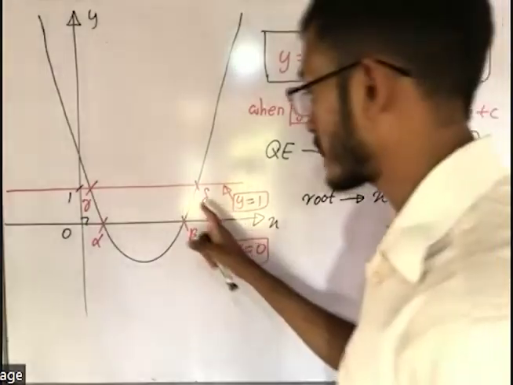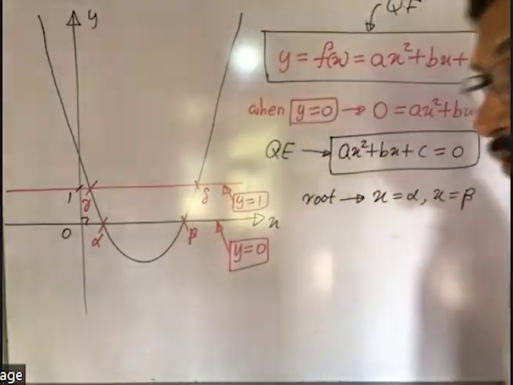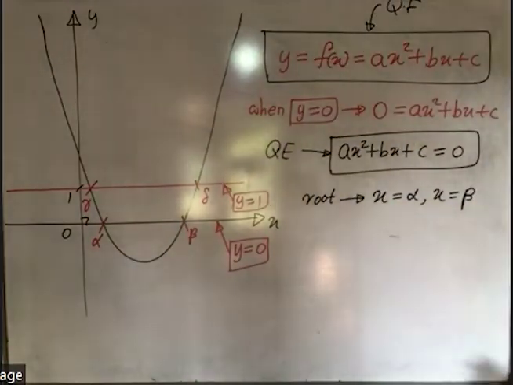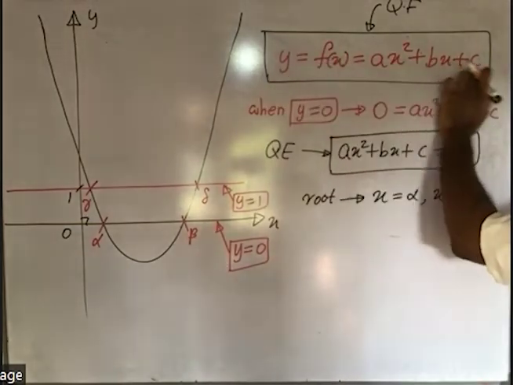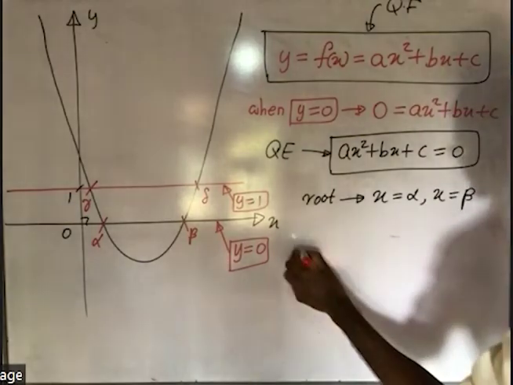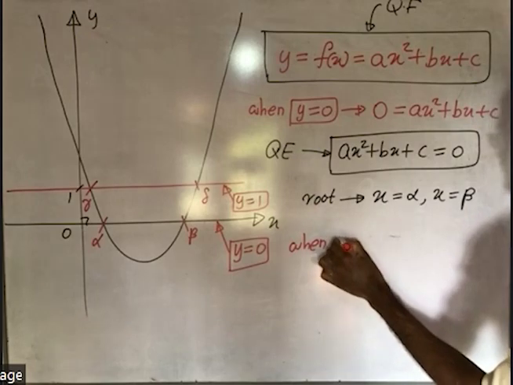So the intersection points of this y equal to 1 straight line are gamma and delta. Those are the roots of the equation. We will see what will happen when y equal to 1. So this is f(x) equal to x square plus bx plus c.